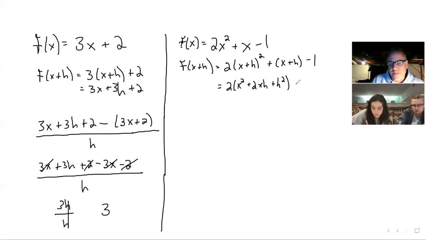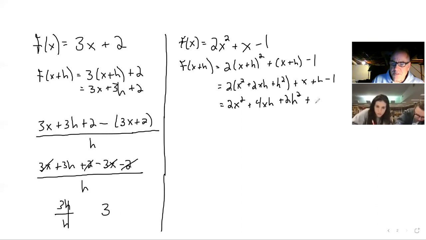And then I'll have to distribute that too. So I've got plus x plus h minus 1. So I'll distribute the 2. That's going to give me 2x squared plus 4xh plus 2h squared plus x plus h minus 1. And there are no terms that I could combine.